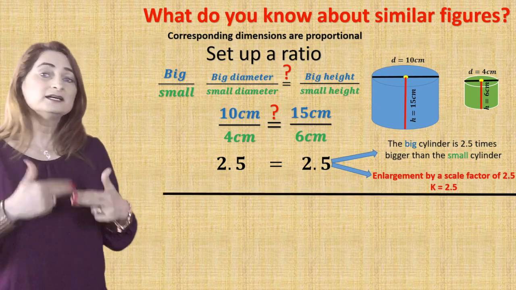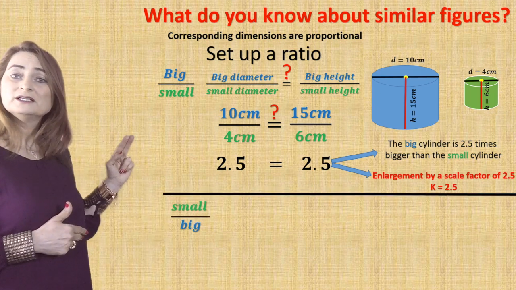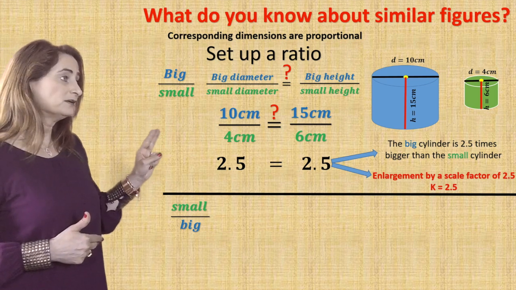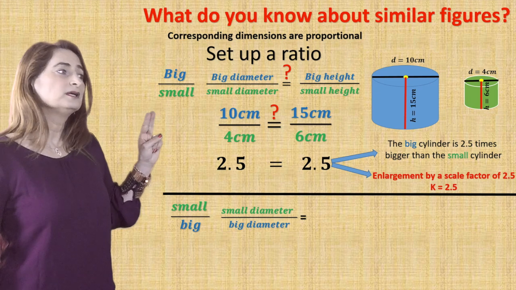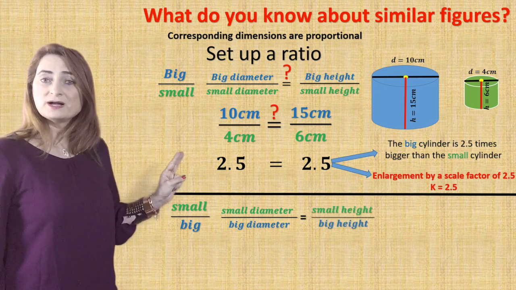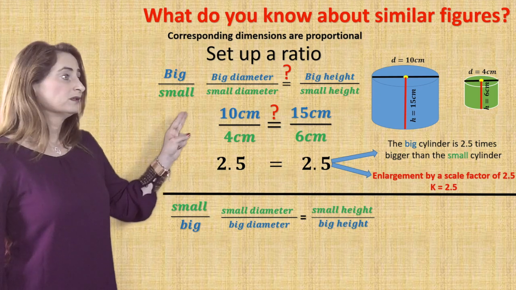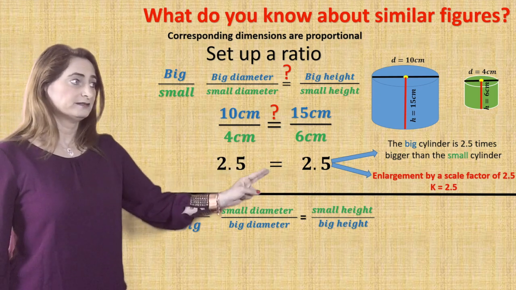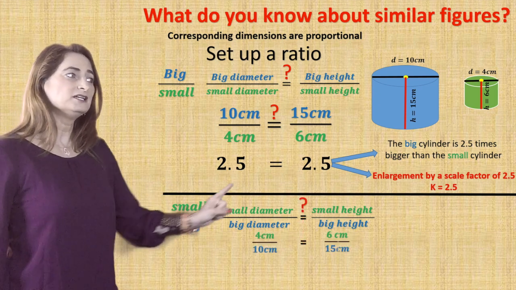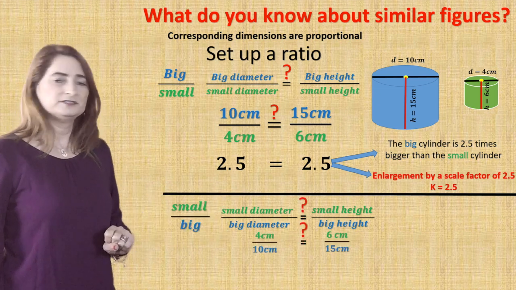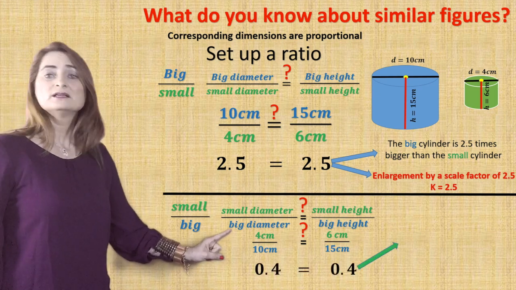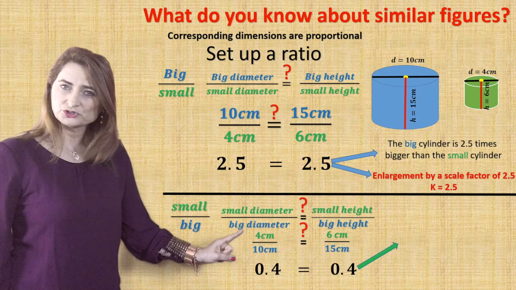What if I did the other way around? What if I compared the small cylinder to the big cylinder? I have to set up the ratio again, but this time I am setting up the ratio small to big with each corresponding dimension, the diameter and the height. Substitute the numbers. 4 divided by 10, does it equal 6 divided by 15? If I divide those and they both are equal, it means the side lengths are proportional.